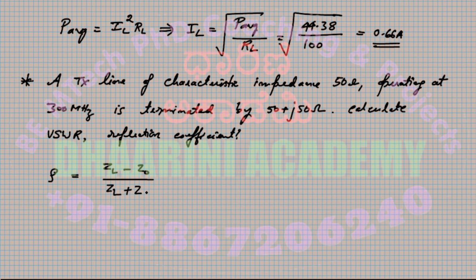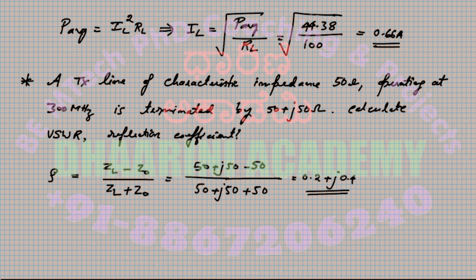Yes, correct. So ZL is 50 plus j50, so rho is 50 plus j50 minus 50, divided by 50 plus j50 plus 50. That gives 0.2 plus j0.4. Okay, now what should we do?